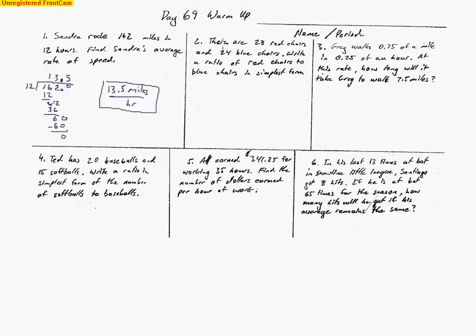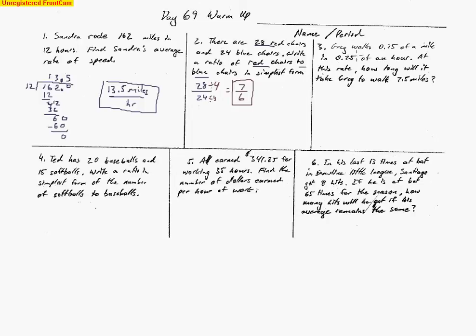And it talks about how there are 28 red chairs and 24 blue chairs. We're going to write a ratio of red to blue in simplest form. So start with the red chairs, 28 red chairs, and then there's 24 blue chairs. And so what we want to do is reduce this fraction, take out that common factor. And so I see that we can divide each of these by 4. And so when I do that, I'm left with 7 over 6. And that is my answer in simplest form.